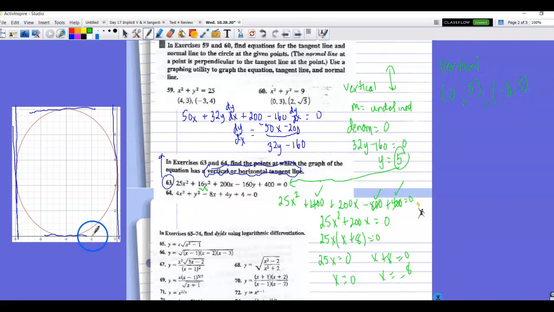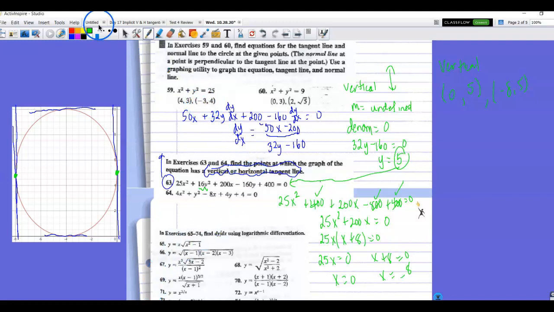And if we come over here to the graph, this is actually (0, 5) right here, and on the other side, this is (negative 8, 5) right here. So graphically that works out, and that supports my answer.